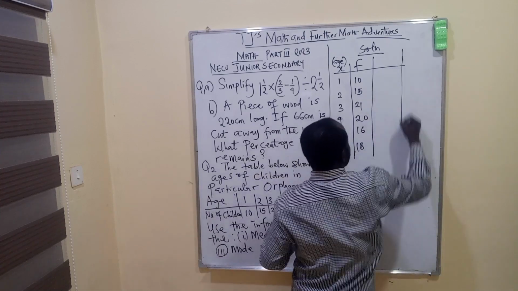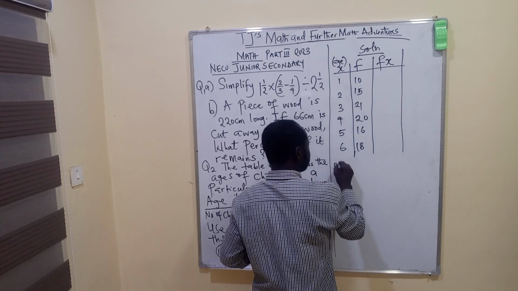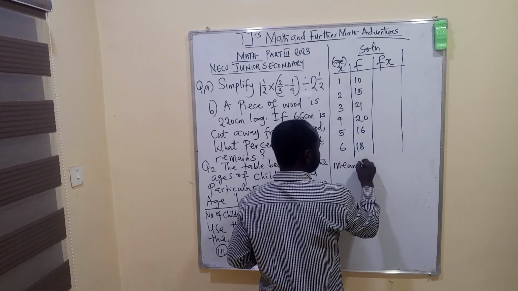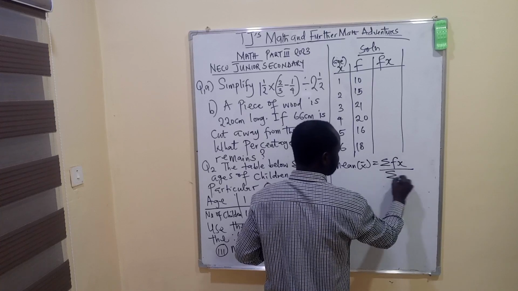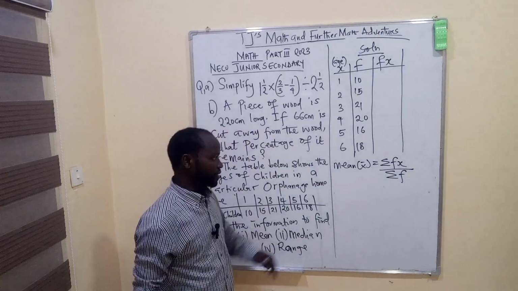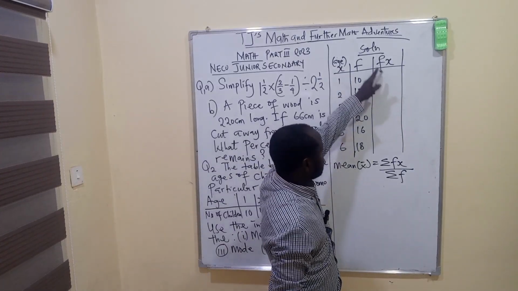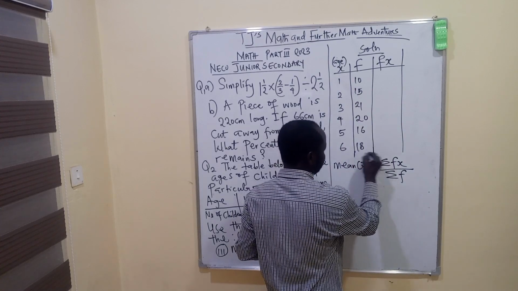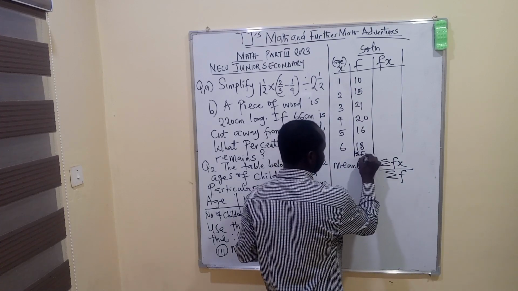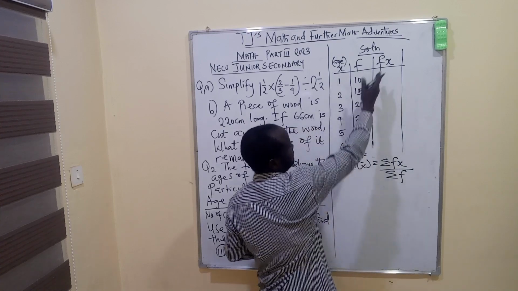So next is to find fx. Because to find the mean, which is x bar now, will be summation fx divided by summation f. This is the formula we have to use to find the mean. So we need to find fx, then sum it, then get the summation of our frequency. Let me write down the summation of frequency here. I need to put this on the table here. So let's multiply this to get fx.